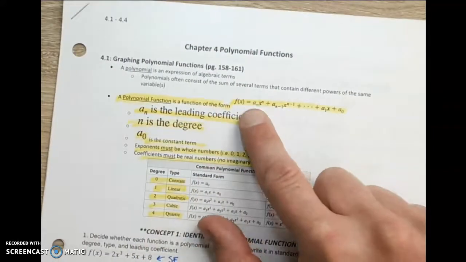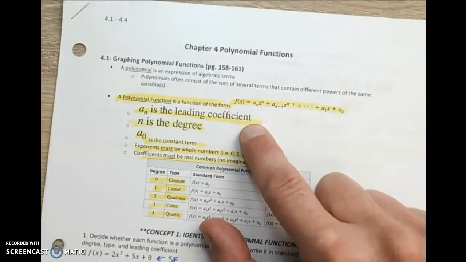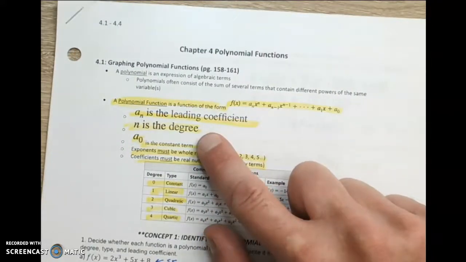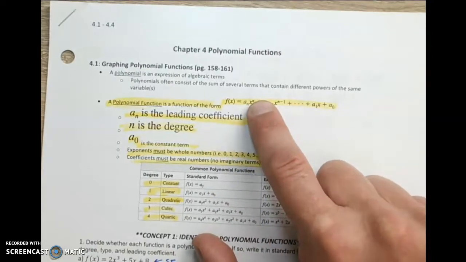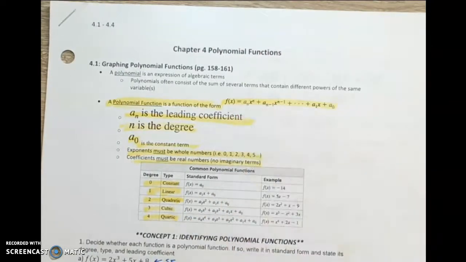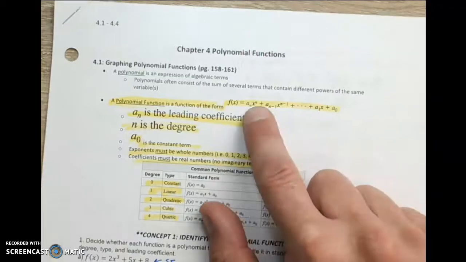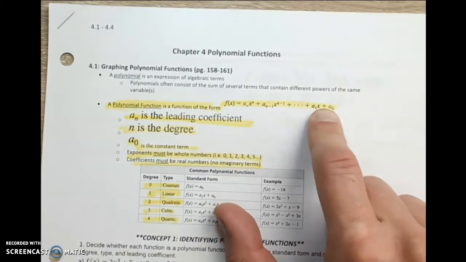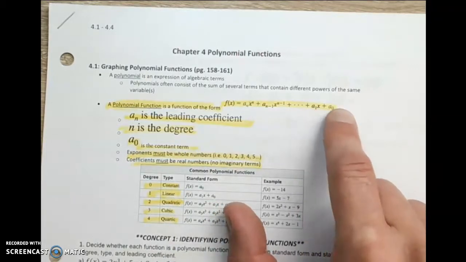A sub n, that term out in front, is called our lead coefficient. The first term has the lead coefficient, and n is the degree, the exponent that it's at. Now, it will always go in descending order. For instance, you'll see n and then n minus 1, all the way down to 1 and then 0.